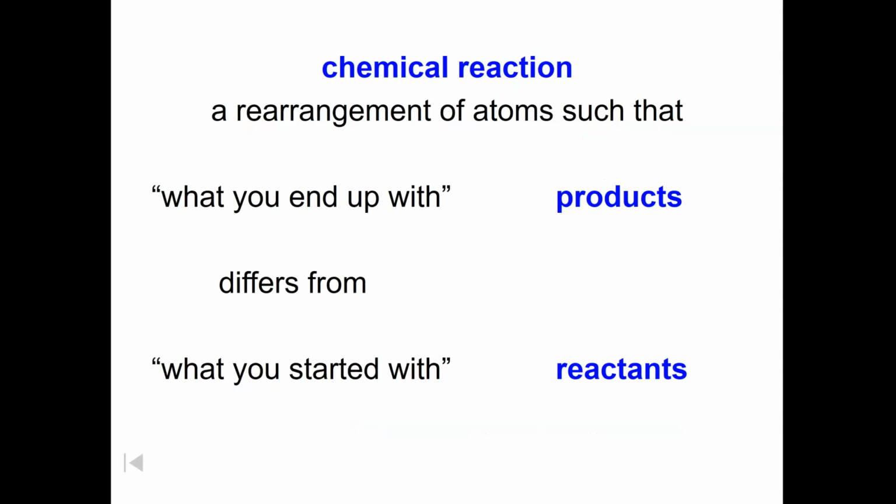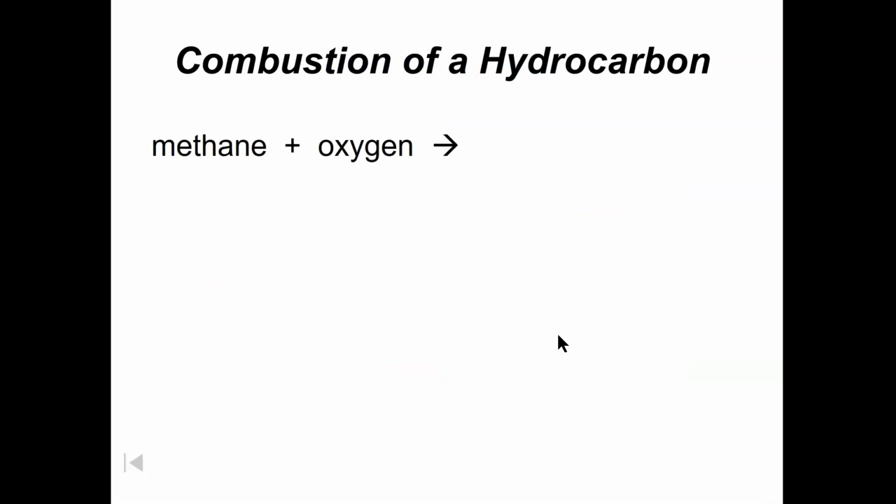So a chemical reaction is nothing more than a rearrangement of the atoms such that what you end up with, the products, differs from what you started with, the reactants. Okay, so the mixture of chemicals in the beginning are called reactants. They're reacting, they're coming together. The ones that you end up with in the end are called products.